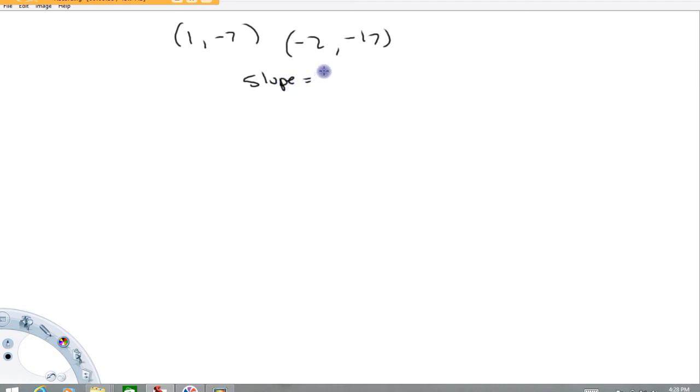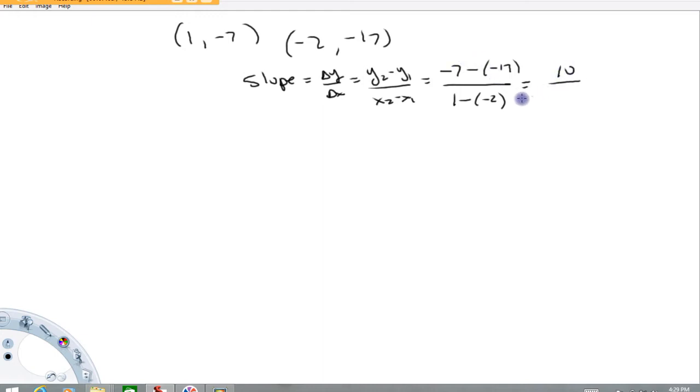Slope is change in y over change in x, or rise over run, or however you want to remember it, or y2 minus y1 over x2 minus x1. It doesn't matter which one I call 1 and 2. Let's take this minus this. If I write it out, -7 minus a minus 17 over 1 minus a minus 2. On the top, we're going to have 17 minus 7, which is 10, over 1 minus a minus 2, that's 3. So our slope is 10/3.